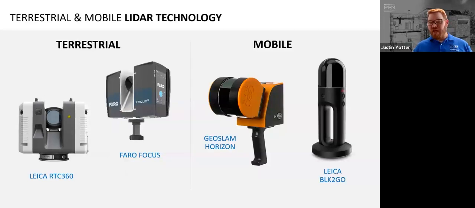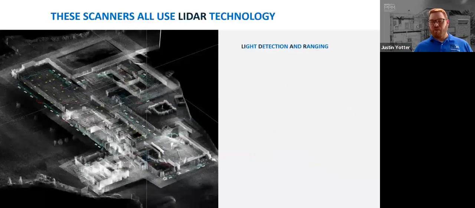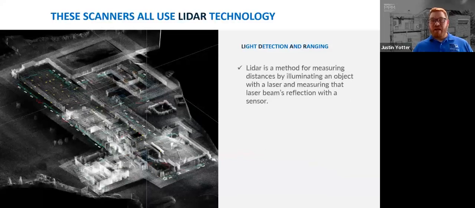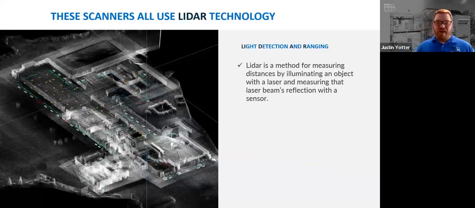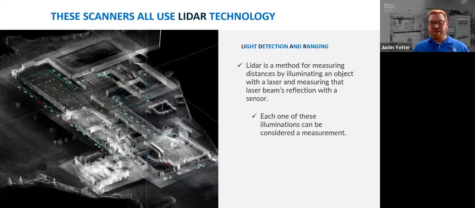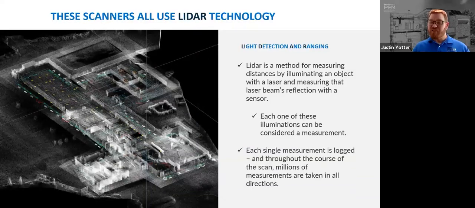Here are some examples of each type. There's terrestrial or standing scanners, or mobile or walking scanners. LiDAR is a method for measuring distances by illuminating an object with a laser and measuring that laser beam's reflection with a sensor. LiDAR stands for light detection and ranging. Each one of these illuminations can be considered a measurement. Each single measurement is then logged, and throughout the course of the scan, millions of measurements are taken in all directions. Either way you choose to go, you'll be using LiDAR to create a point cloud.